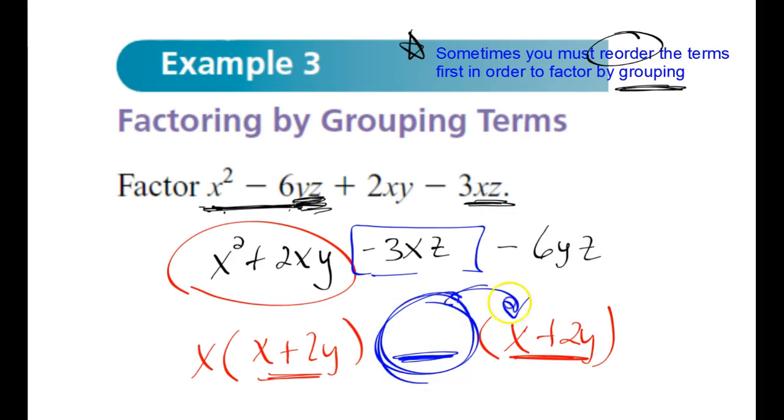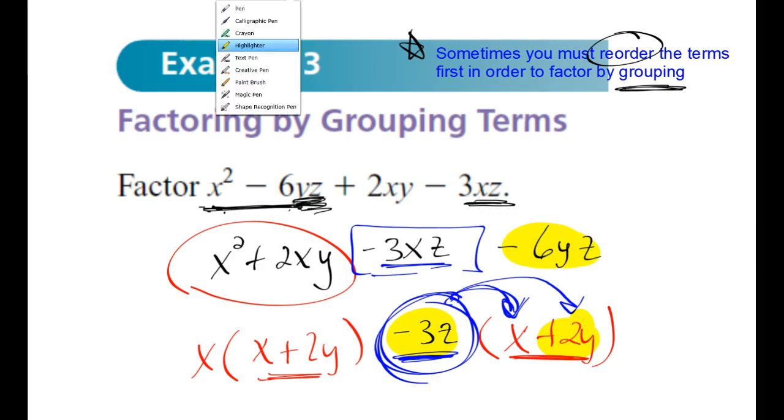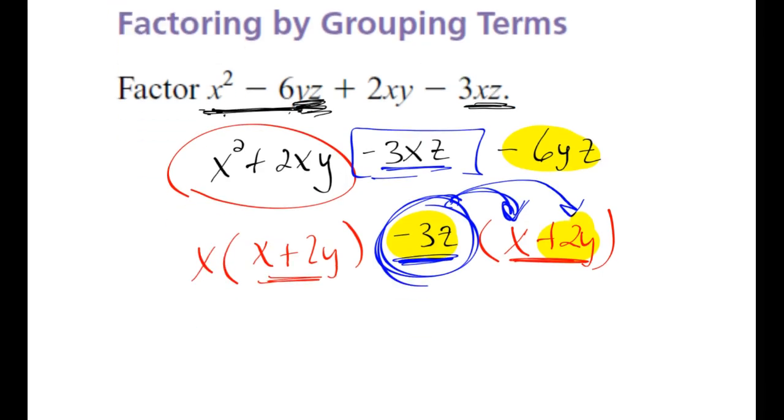What number goes here now times x that gives me this guy? And that's a negative 3z. Now, if this negative 3z times this 2y doesn't give me this last term, then I need to try something else. So negative 3z times the 2y, sure enough, gives me that negative 6y, and I'm home free. Hopefully this will work for you for all the problems in this section, because I haven't taught you any other techniques. So keep trying to play around until you can get that common factor.